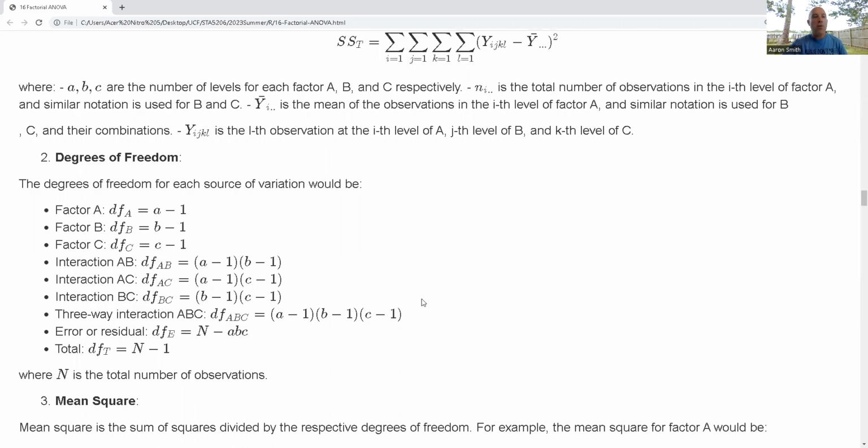All right, so now how do we determine degrees of freedom? I mentioned this briefly already when we looked at the table. For main effects, it's the number of levels minus 1. For an interaction, it's the product of the degrees of freedom of the main effects involved. My error degrees of freedom is the number of observations minus the product of levels for all of the variables. And then our total degrees of freedom is n minus 1.